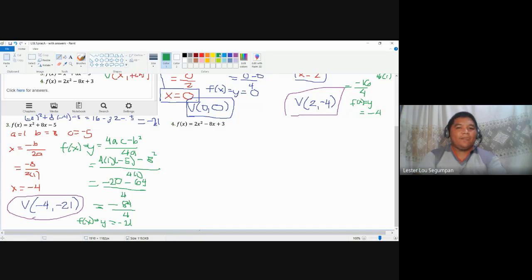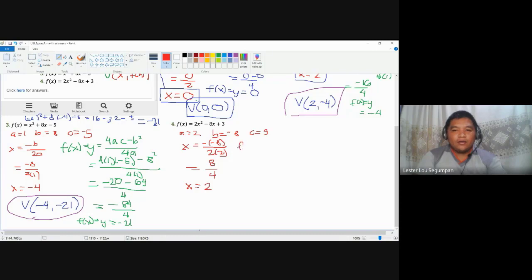Last number. You have here a is equal to 2, b is equal to negative 8, and c is actually 3. Let's try to use the vertex formula. So you have negative of negative 8, all over 2 times 2. Sorry for the not good handwriting. That's positive 8 over 4. So your x coordinate is actually 2.